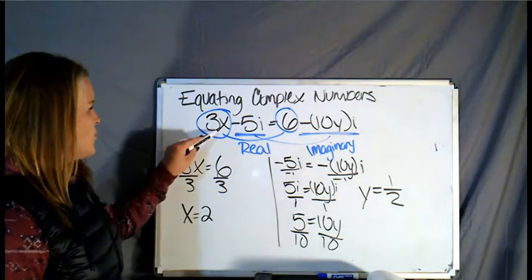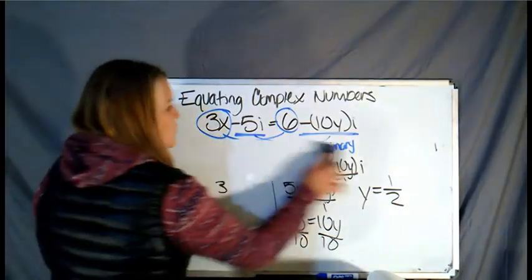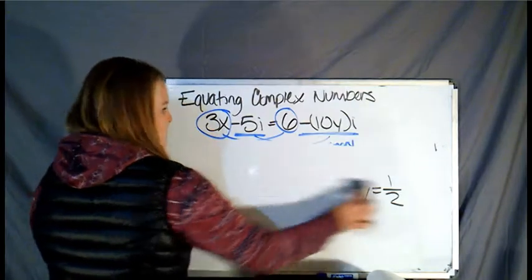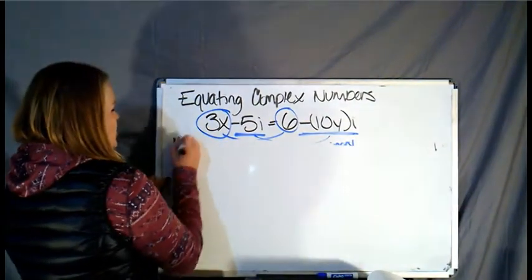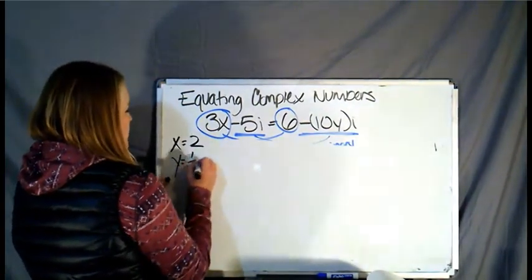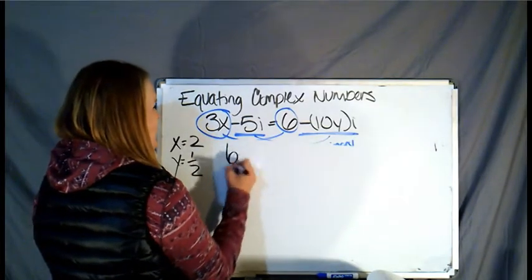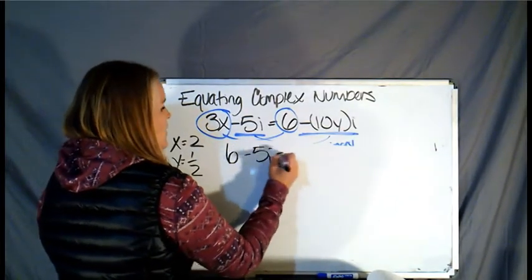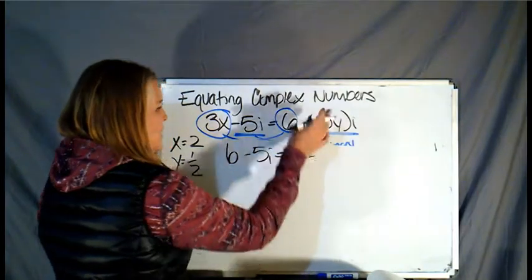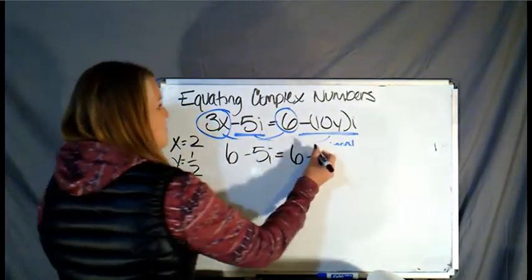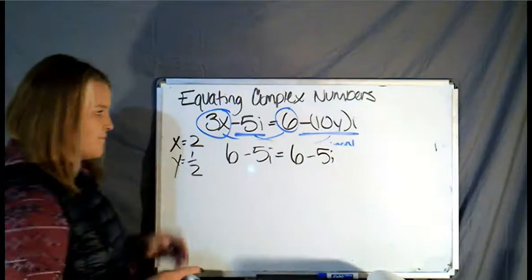And now, if we were to plug these numbers in, these would be equal to each other. So x equals 2, y equals 1/2. 3 times 2, 6, minus 5i is equal to 6 minus 10 times 1/2, 5i. We're done.